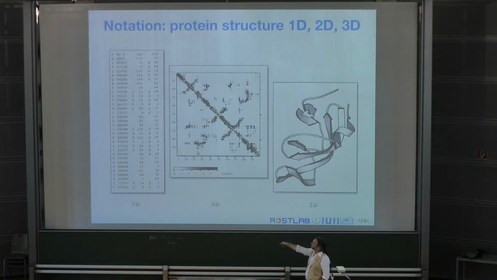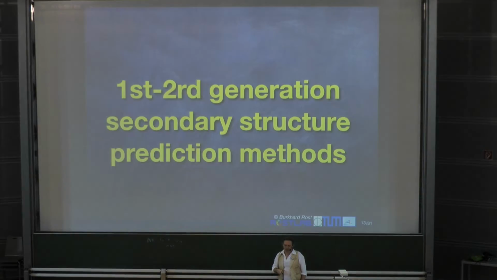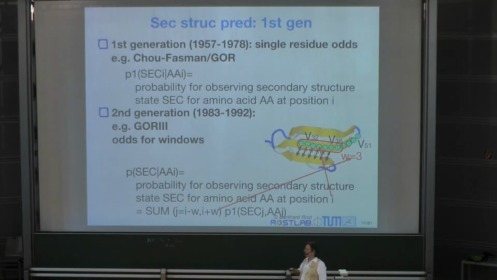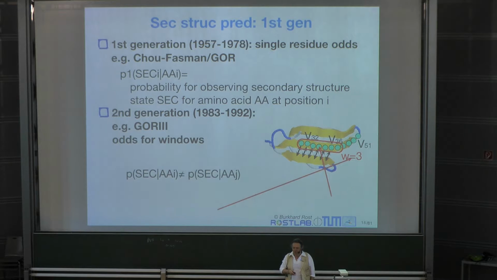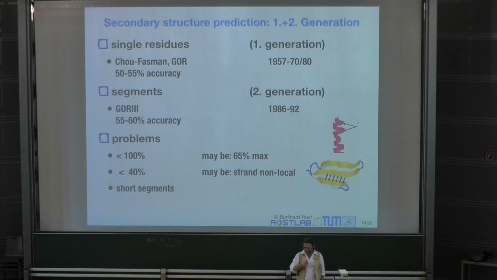I begin with 1D, strings, sequence here, secondary structure, solvent accessibility, and that is what we talked about. The first generation methods simply look at single residue frequency, the second generation looks at windows: what's the probability given the proline in the center of a window of, in this particular case, 7, or even more depending on how you count this window here. That one breaks the helix. There are problems with these methods. One is they're clearly less than 65% accurate. Beta strands are predicted at almost random levels, and segments are predicted too short.